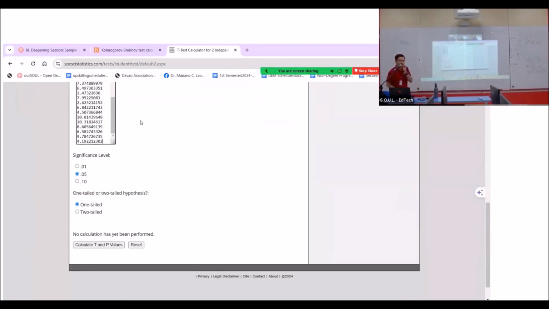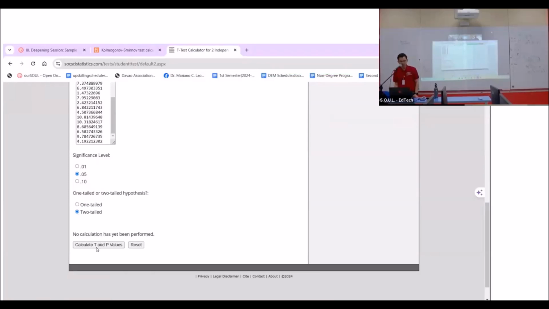Now, what's the difference of two tails? Two tails means, remember in the bell curve, the one tail and the two tails. That means we are looking at both, either the positive or the negative. Okay? Now, let's use two tails. Two tails is more relaxed, meaning there are more chances of finding differences. It's not too stiff in the condition.